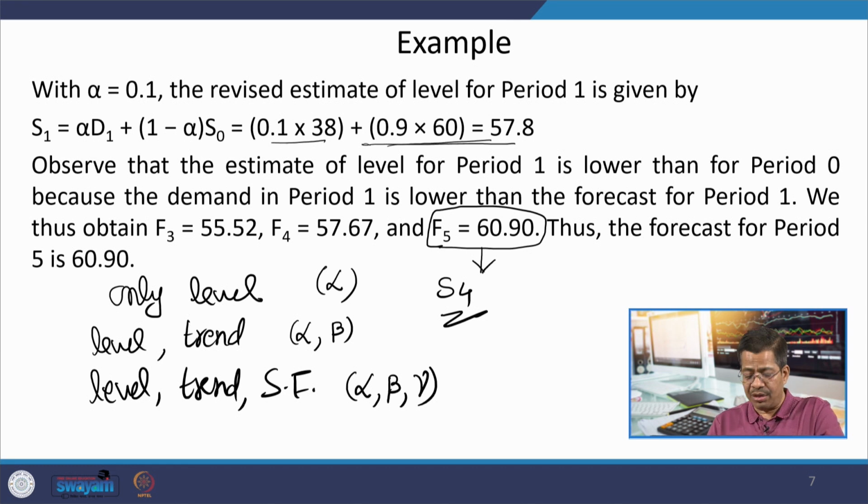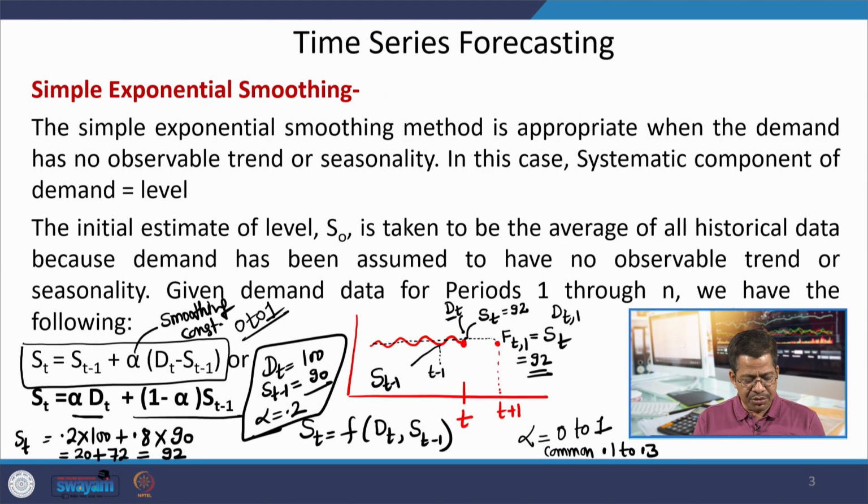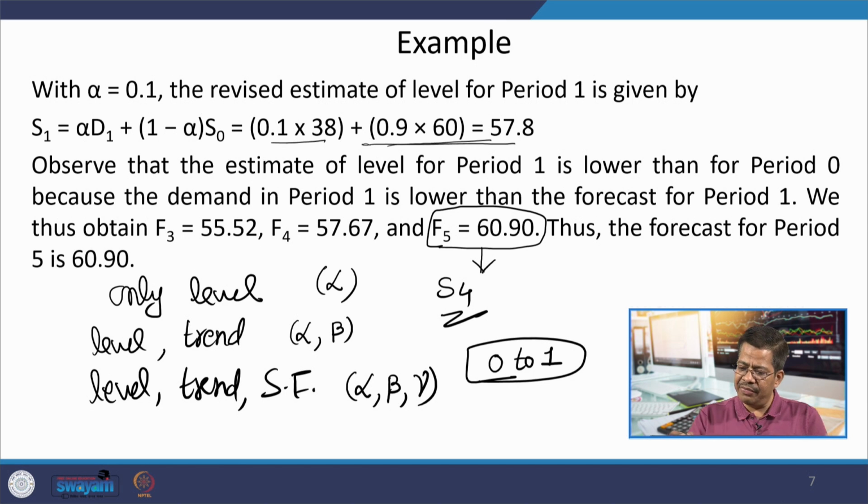All these smoothing constants have 0 to 1 variation. Before I go further, I would like to tell you one more thing: if you see this particular equation, alpha Dt plus 1 minus alpha St minus 1, generally all other equations will also be in the same way. Alpha Dt plus 1 minus alpha St minus 1 is the formula for calculating the new base.